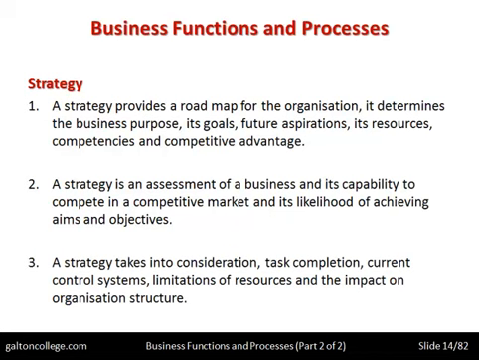A strategy takes into consideration task completion, current control systems, limitations of resources, and the impact on the organization structure. So a strategy really impacts on most parts of the business. This is where the organization is going. This is what the organization aspires to. So it looks to have tasks completed. It looks to have the control systems in place to monitor and effectively run the business.